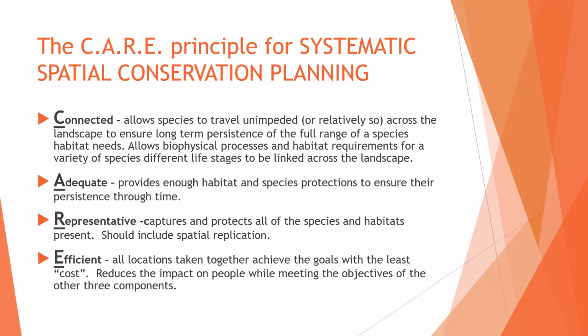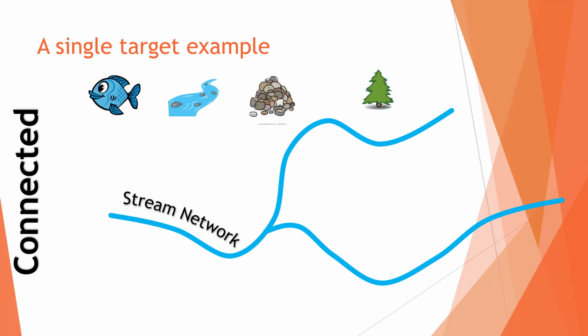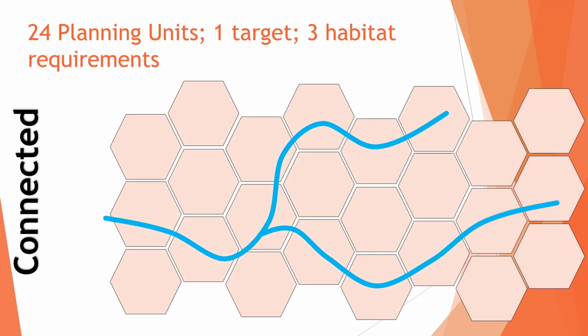Now let us take a look at an example. If we consider a hypothetical example where we are interested in the conservation of an aquatic system, you see that we have a single target, suitable spawning substrate, and protected riparian areas all along a stream network. In conservation planning, we need to break the landscape up into some definable spatial unit. Here, you see hexagons, but this can also be represented by watersheds, for example. So in the example here, we have 24 planning units, 1 target species, and 3 habitat requirements.